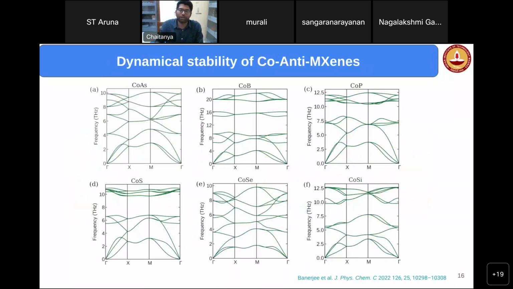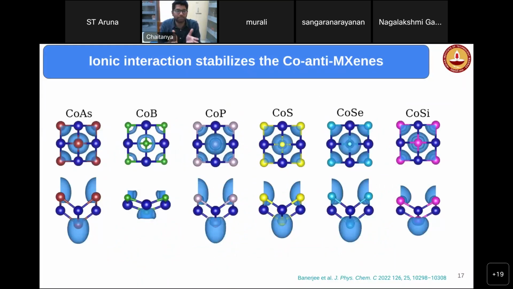So here basically what we need to understand is that whenever there are no negative frequencies in them, they are called dynamically stable. As you can see, there is no such negative frequency here. So all of them can be considered as dynamically stable materials. And how these materials are stabilized is the question if we ask.